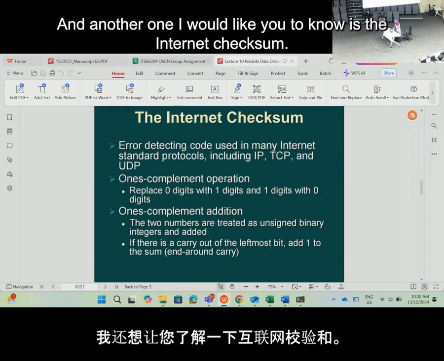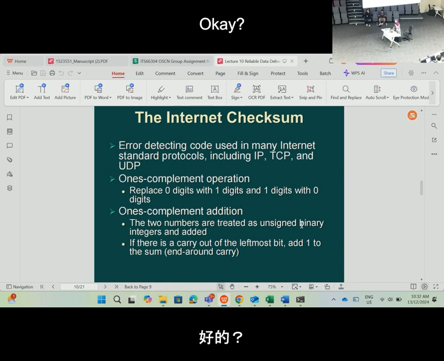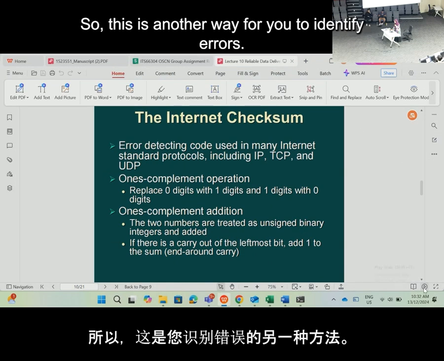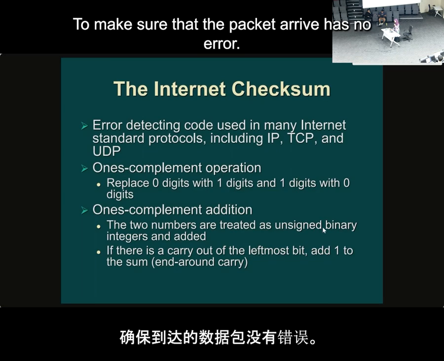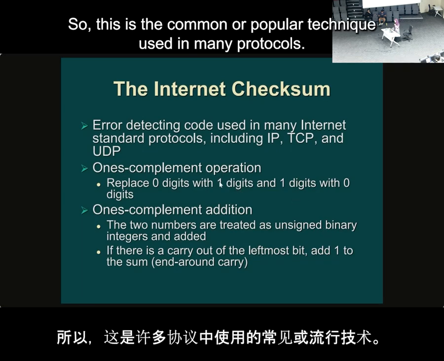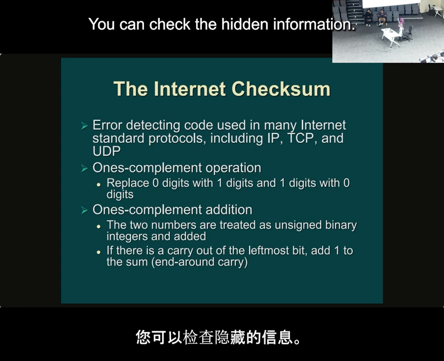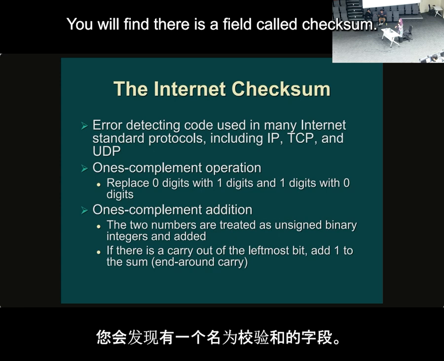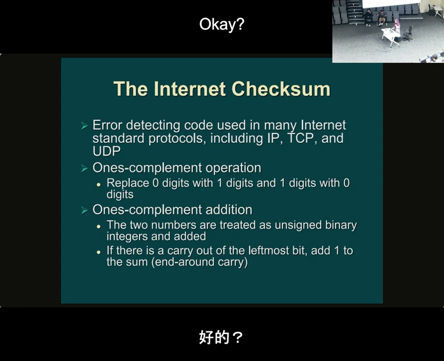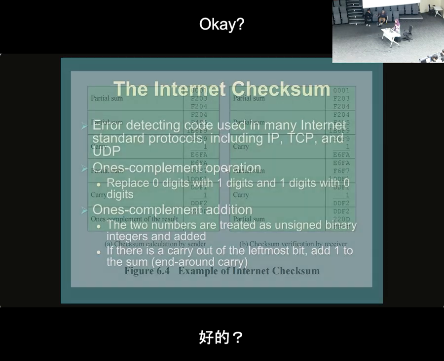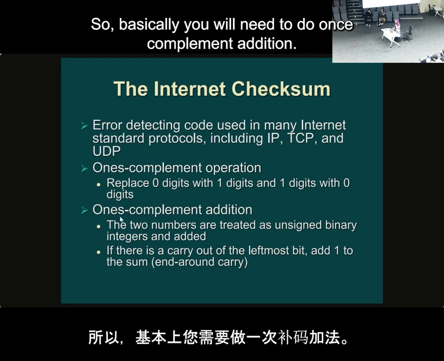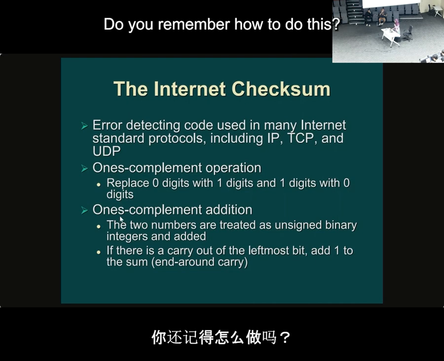Another one that I would like you to know is the internet checksum. This is another way for you to identify errors, to make sure that the packet arrived has no error. This is the common or popular technique used in many protocols, including IP, TCP, and also UDP. You can check the header information. You will find there is a field called checksum. So how do you calculate checksum? Basically you will need to do one's complement addition. Do you remember how to do this?